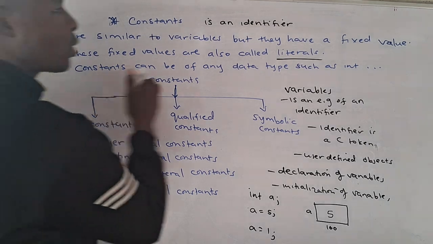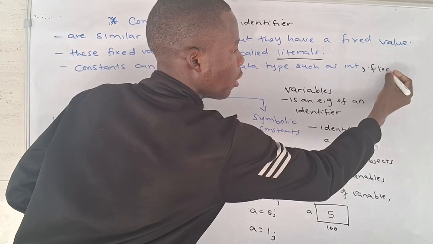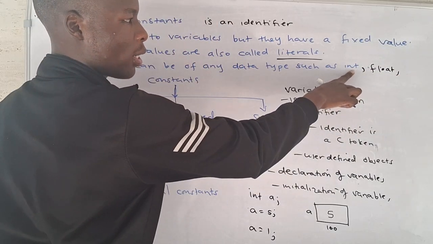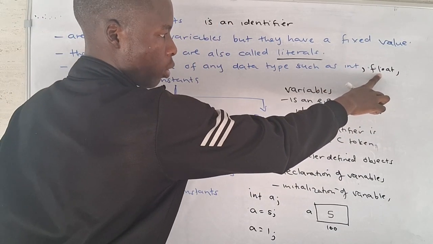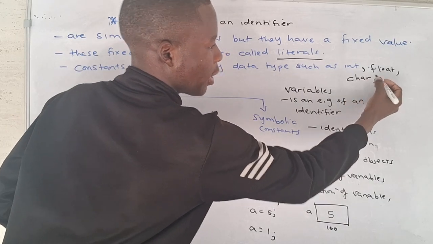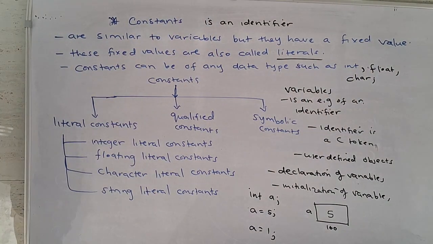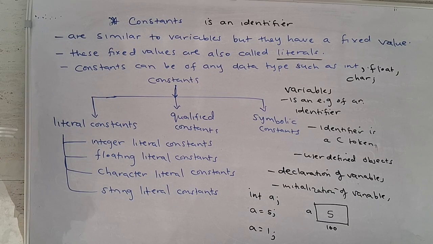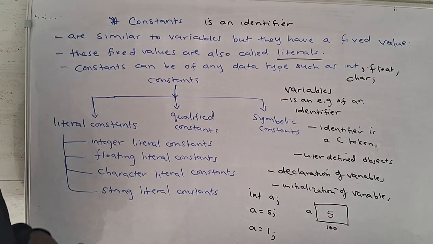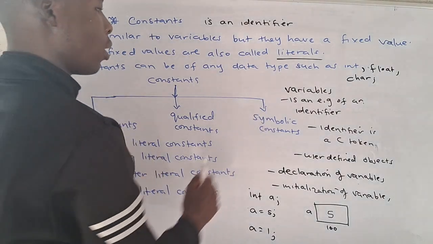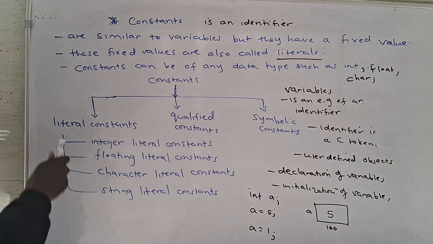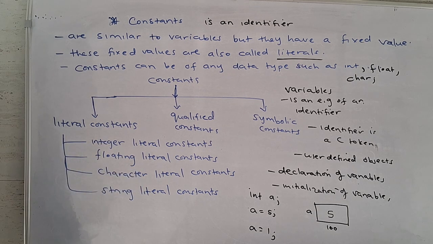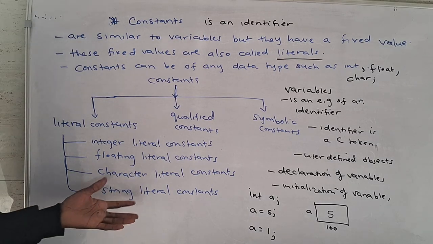The constant can be an integer, it can be a float. This is the keyword for integer, this is the keyword for float. It can be a character. There are different types of constants. We have literal constants, qualified constants, and symbolic constants. The literal constants are further divided into four: integer literal constants, floating literal constants, character literal constants, and string literal constants.